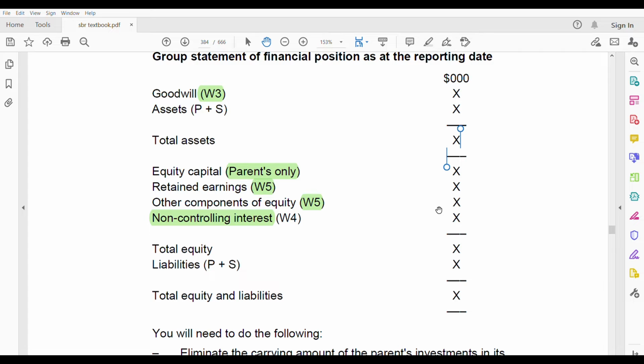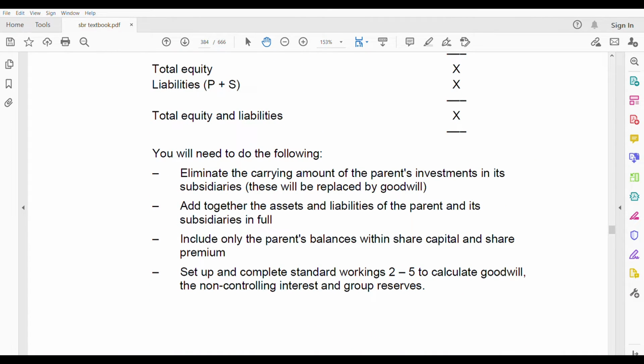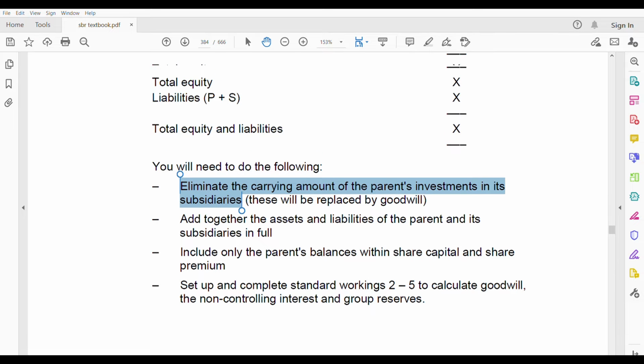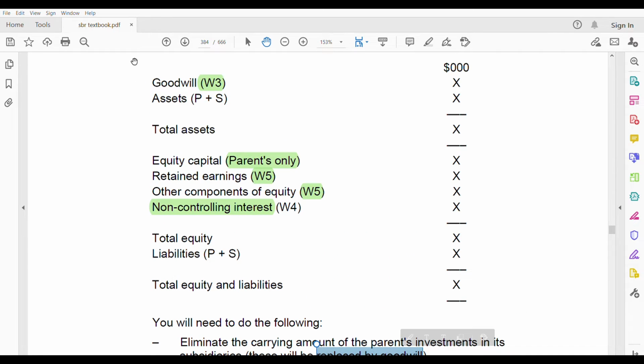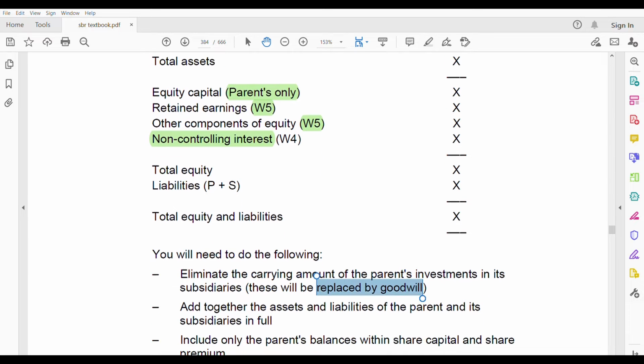Okay. Now, you need to remember a few things. Eliminate the carrying amount of the parent's investment in its subsidiaries. This will be replaced by goodwill. What do you mean? When you open the statement of financial position that will be given to you, you will be given the parent's investment in its subsidiaries, that means the cost of investment in the parent statement of financial position. You are not taking it in the consolidated. Why? Because it will be replaced by goodwill. You are calculating goodwill and you are writing it here now. So you are not writing that investment in subsidiary in the group statement of financial position.